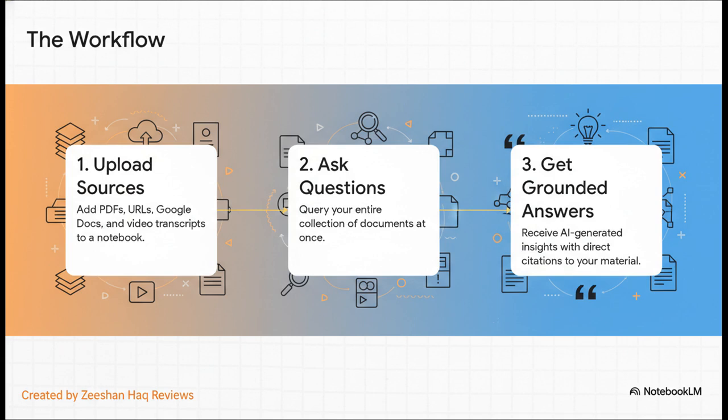That's it. And the way it works is just so simple, it's brilliant. First, you just upload your sources. PDFs, URLs, Google Docs, even video transcripts. It handles a ton of stuff. Then you start asking questions. And here's the cool part. You're asking questions to your entire collection at once, not just one file at a time. And the real magic? It gives you these incredible AI-generated insights, and then it shows you exactly where it found that information, with a direct citation right back to your document.